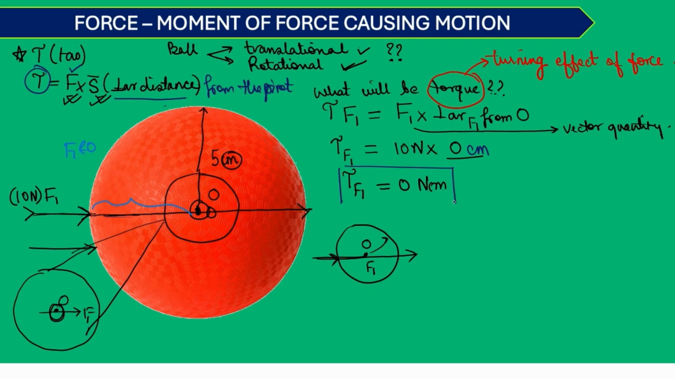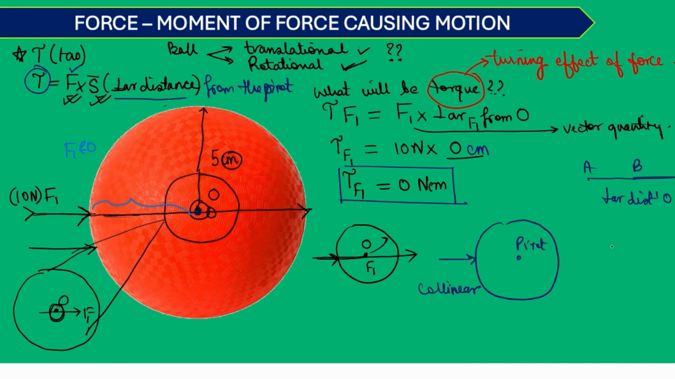So the torque that is experienced when I push the ball at a point which is collinear with the pivot. If any two points are collinear with the pivot, point A and point B are collinear, then can I say that the perpendicular distance between them is 0? Perpendicular distance between them is 0. Collinear points mean they fall on the same line.